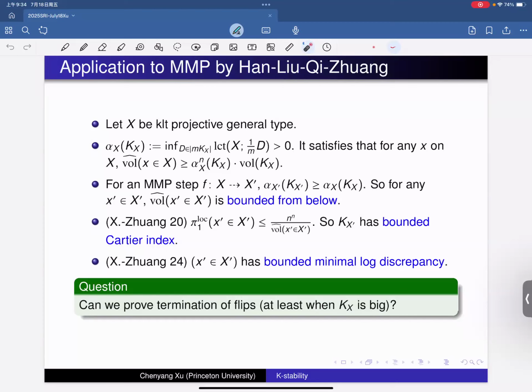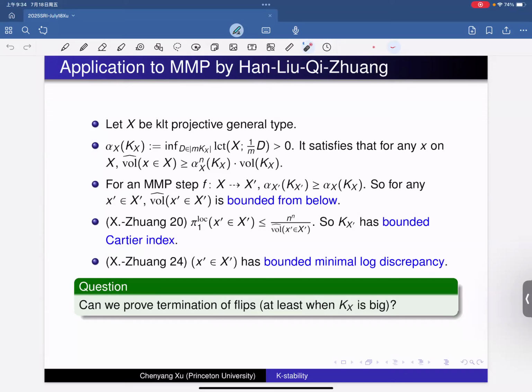So for instance, Zichuan and I proved that the local fundamental group is always bounded above by some constant divided by this normalized volume. So if your normalized volume has a lower bound, the local fundamental group has an upper bound. That particularly implies that any Q-Cartier Weil divisor has a uniform Cartier index. So if you apply this to Kx, the Gorenstein index is uniform. I think this was not known in any previous work on MMP.